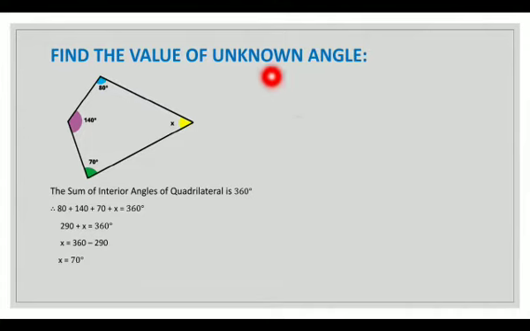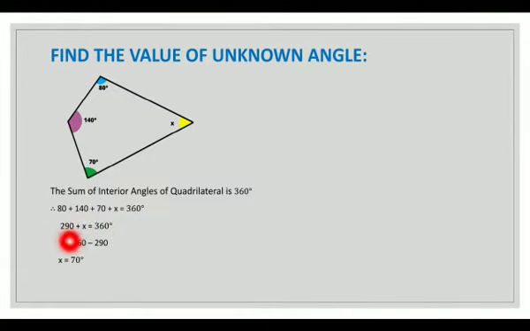Find the value of unknown angle. There are 3 given angles and 1 is unknown. So, as we know, the sum of interior angles of quadrilateral is 360 degree. So, 80 degree plus 140 degree plus 70 degree plus x is equal to 360 degree. We need to find out this x. So, add 80 plus 140 plus 70, which gives you 290, plus x equals to 360 degree. We need to find the x.